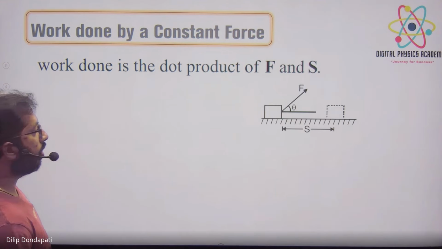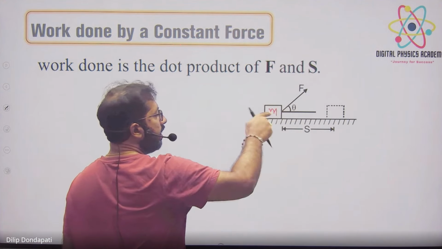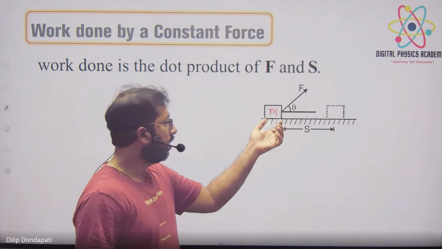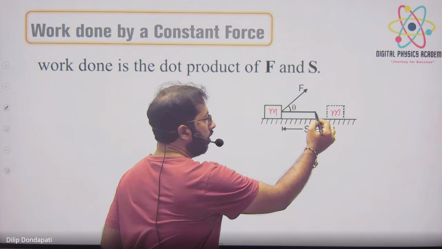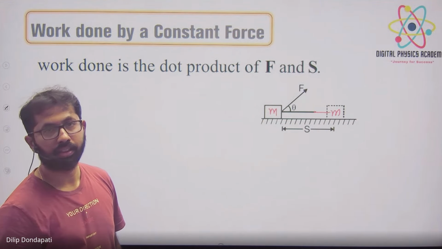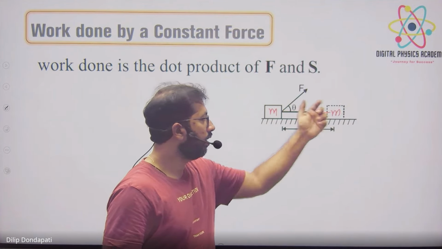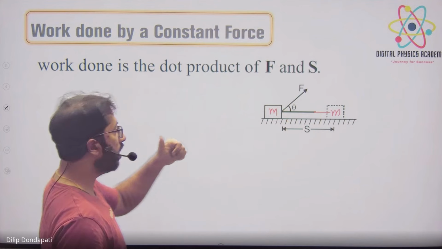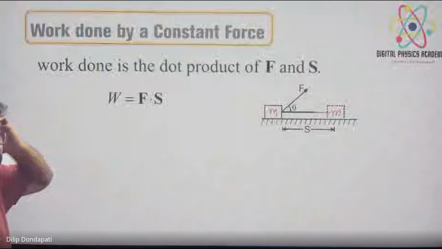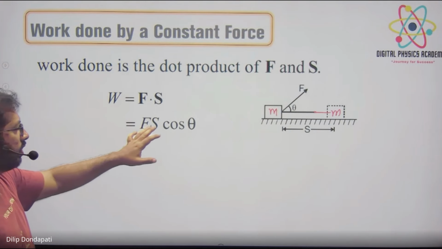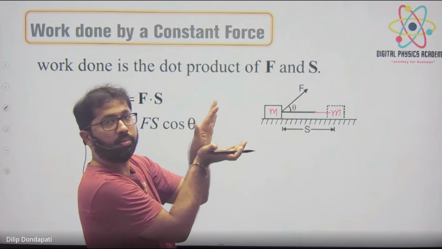Suppose there is a block, a mass m. I am applying a force F at an angle theta. The block came up to here, covering displacement S. So how much work was done, you will ask? I applied a force at an angle theta, and the block covered displacement S. So what is the formula for work done? It is F dot S. If you expand, you will get F S cos theta, where theta is the angle between force and displacement.